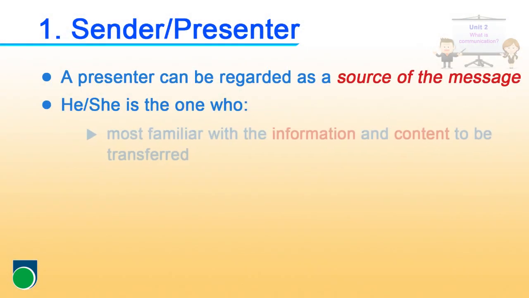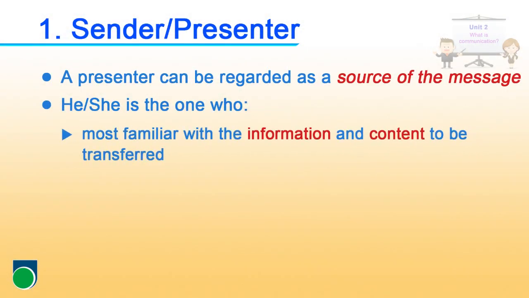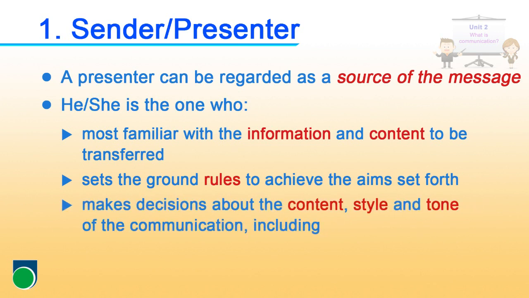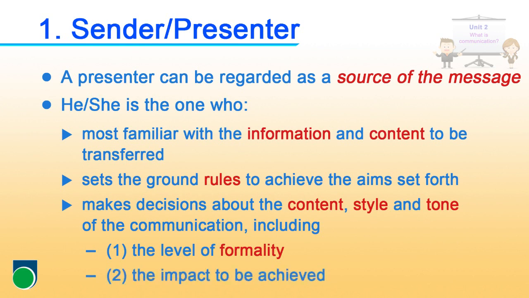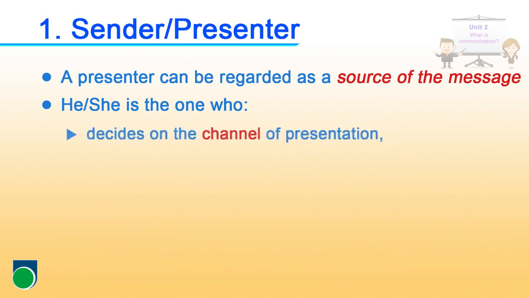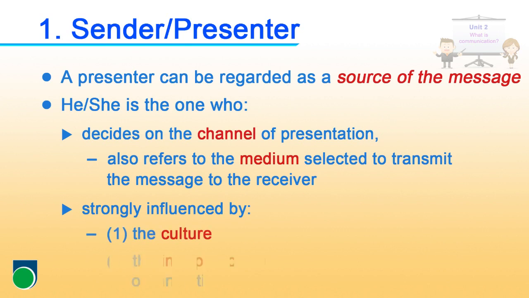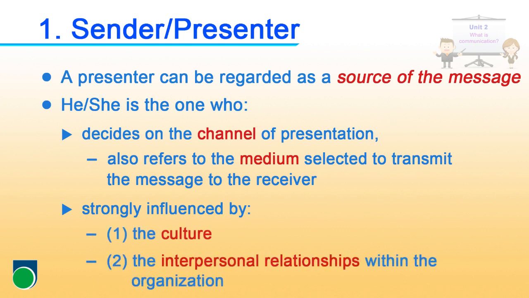Regarded as a source of the message, the sender is the one who is most familiar with the information and content to be transferred. He or she usually sets the ground rules to achieve the aims set forth and makes decisions about the content, style, and tone of the communication, including the level of formality, how personal it is to be, and the impact to be achieved. The sender also decides on the channel of presentation, which also refers to the medium selected, to transmit the message to the receiver. The sender is strongly influenced by the culture and the interpersonal relationships within the organization.